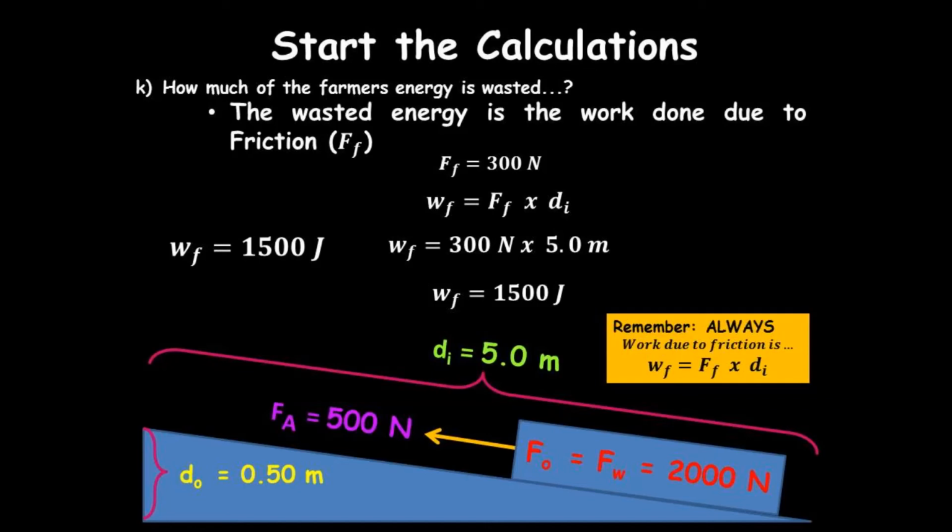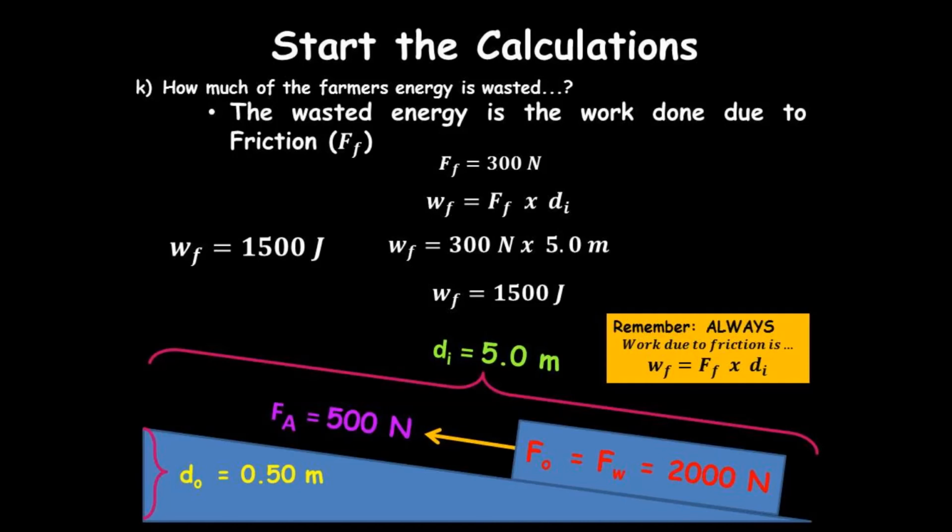So when you have wasted work, that's the same as heat, usually. In other words, work is neither created nor destroyed, it can be transformed. So how much of that real work input is actually due to heat? Well, it would be the force of friction times the distance, or 300 newtons times 5 meters, which will equal the work due to friction, or 1,500 joules. So the work due to friction is 1,500 joules.